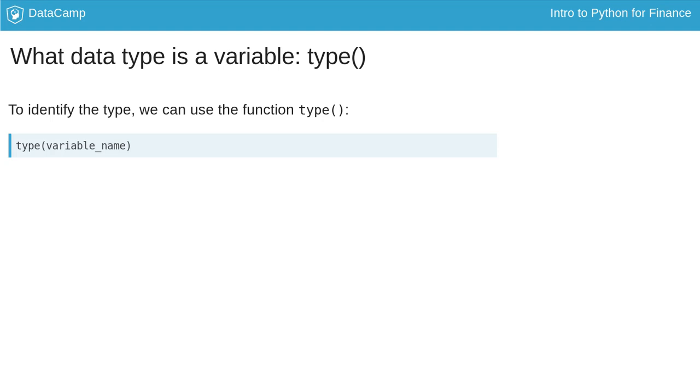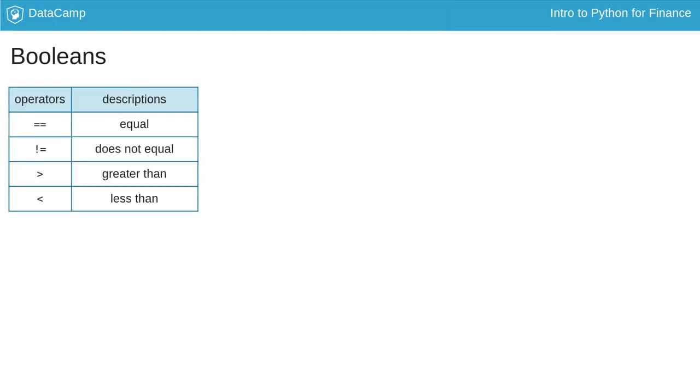In this case, we used the type function to determine the data type of a variable, and the print function to print the result. As you can see here, the data type of PE_ratio is integer. Let's take a closer look at the Boolean data type.